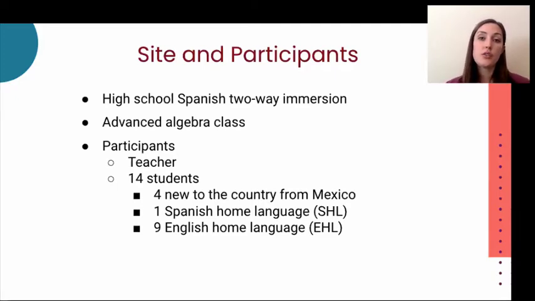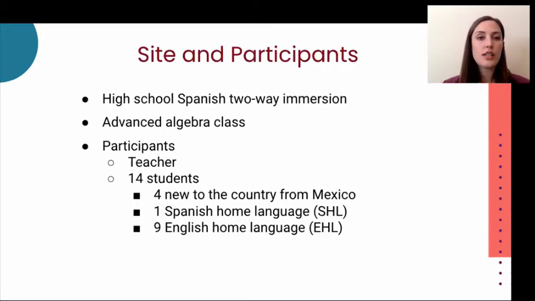And new to the country students, more and more are being placed in these programs, and of course affect the dynamic of the classroom and the language use in the classroom. And so their data was considered important for the study. Only one of the other students who is actually enrolled in the dual language immersion program comes from a Spanish-speaking home, and the other 9 students speak English as their home language.